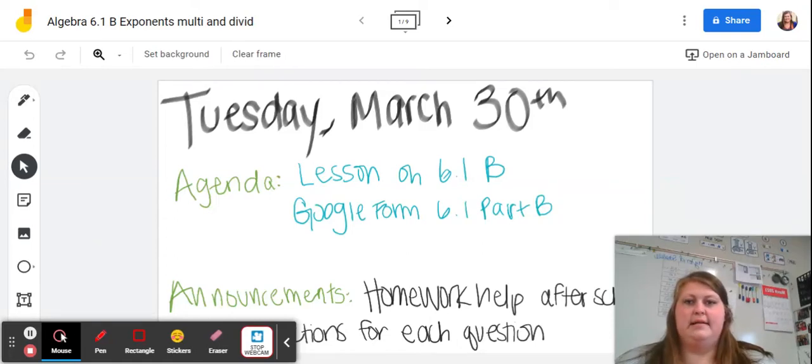Algebra students. Happy Tuesday. Today we are going to do a quick little lesson, some more exponent rules we need to cover, and then there's another Google form over the exponents that we go over today.